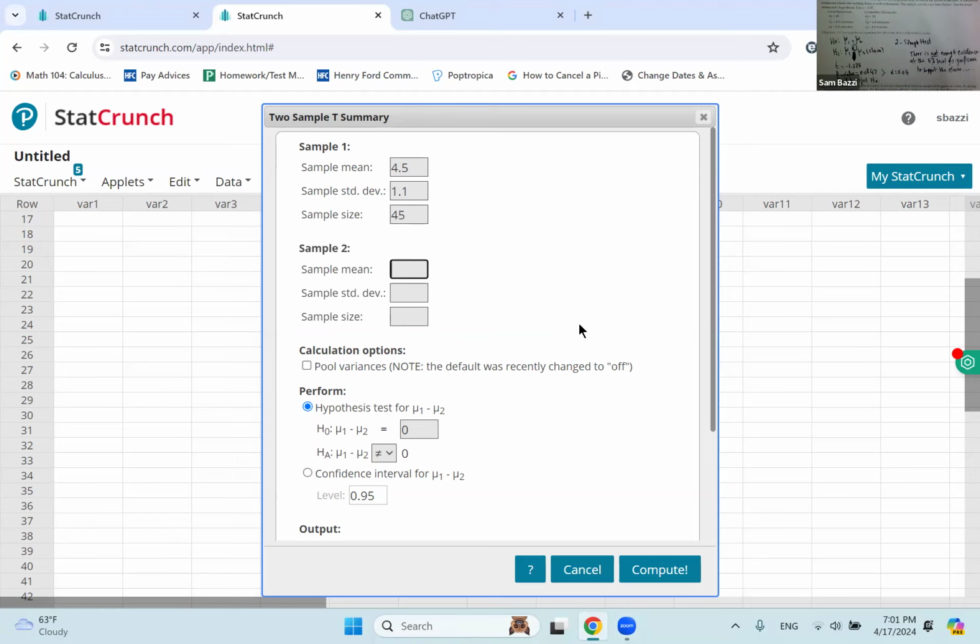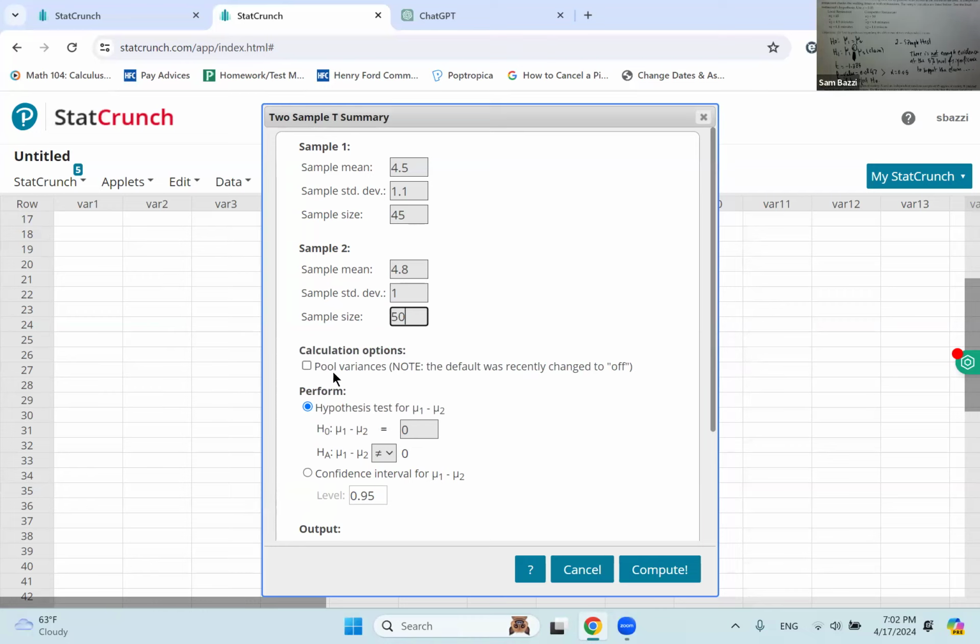So you notice, guys, I'm trying to wear two hats tonight using StatCrunch and the calculator, which is not an easy task to keep doing, but we'll try. Sample standard deviation is 1, and sample size is 50.